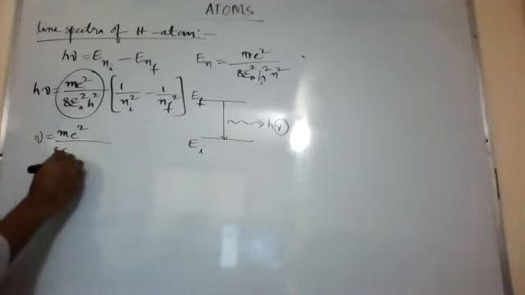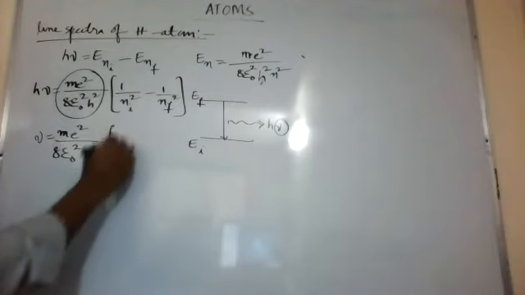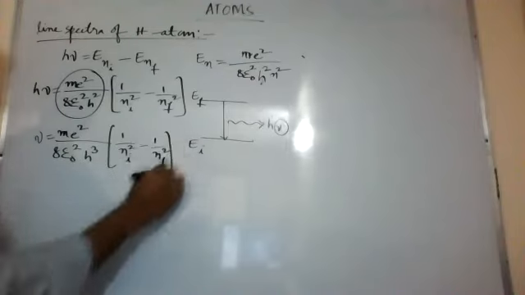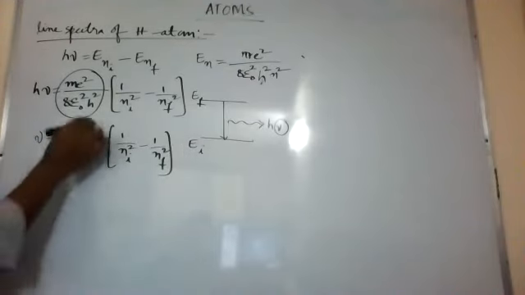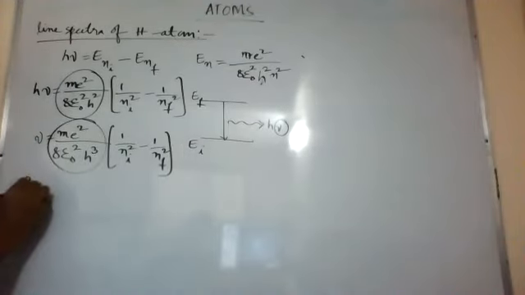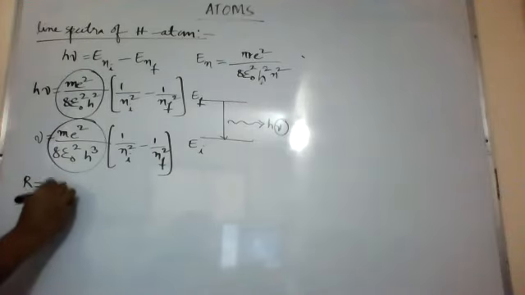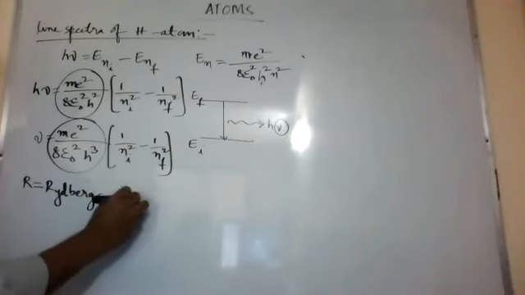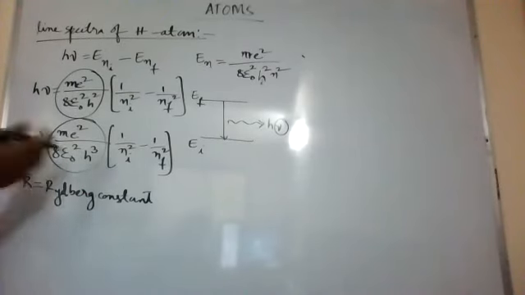It will become 8 epsilon 0 square h cube into 1 by n_i square minus 1 by n_f square. Planck's constant cube. Now what will happen? This whole thing is written as R, the Rydberg constant. It's a constant value. He just substituted the values and multiplied, and he got this.